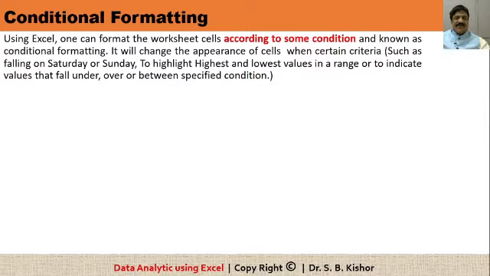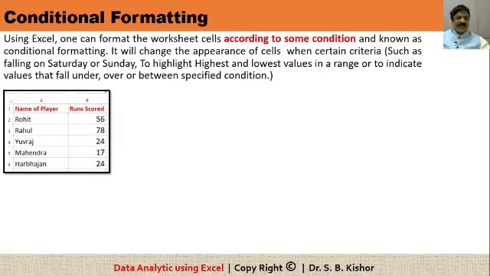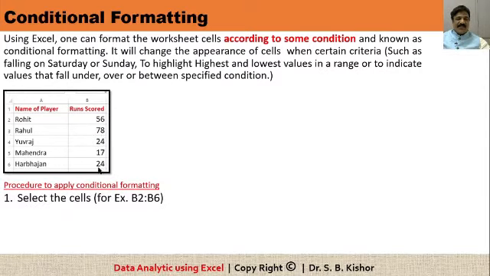It means if that particular condition has been satisfied, you can change the color. So for that purpose, assume in this particular table, you want to highlight all those players who have scored more than 50 runs. So for that purpose, what you need to do? First of all, you need to select the range, that is B2 to B6.